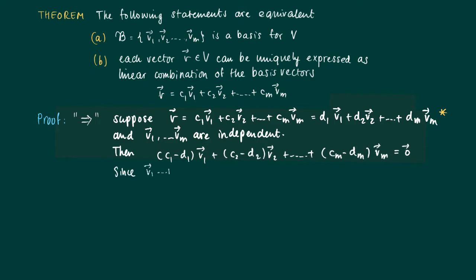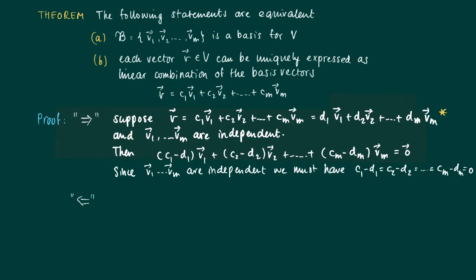Now here we have a linear relation between v1, v2 and vm. But since these vectors vi are all independent, we must have that only the trivial linear relation exists between these vectors, so that c1 minus d1 equals 0, c2 minus d2 equals 0, etc., till cm minus dm equals 0, which means actually that c1 equals d1, c2 equals d2, etc.